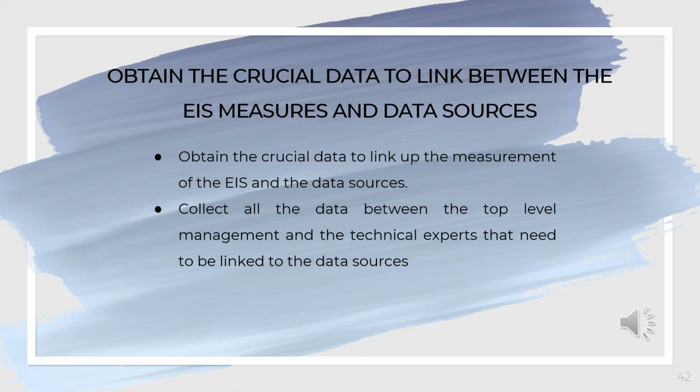Next, the second action plan is to obtain the crucial data to link between the EIS measures and data sources. These points are considered to obtain the crucial data to link up with the measurement of the EIS that has been done earlier and the data sources.